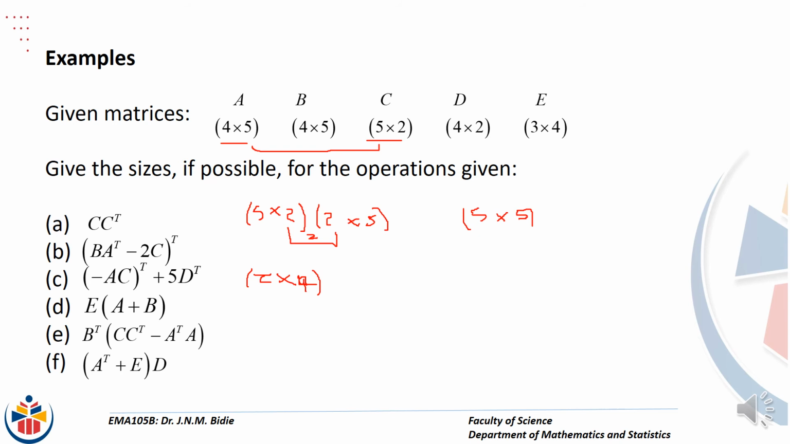Please make sure that you include all the steps. Can we add A and B? Yes, they've got the same size, 4 by 5. But a 4 by 5, can it be multiplied to a 3 by 4? 3 by 4 times a 4 by 5. Yes, 4 and 4 are equal. Then you'll have a 3 by 5 matrix. So please check and then do E and F and write the steps appropriately.